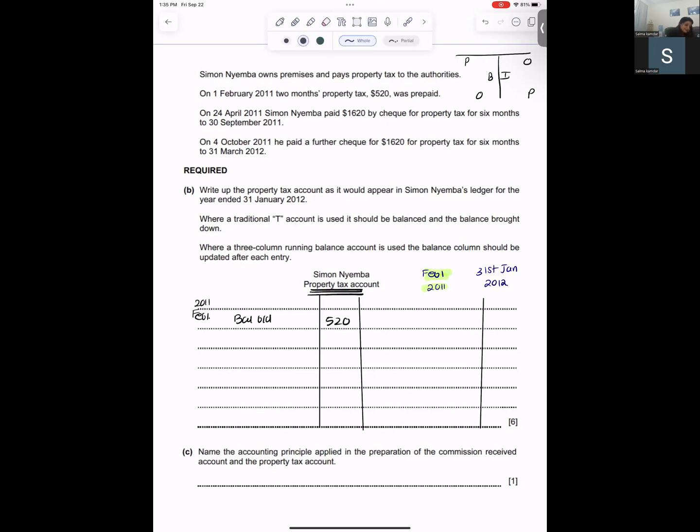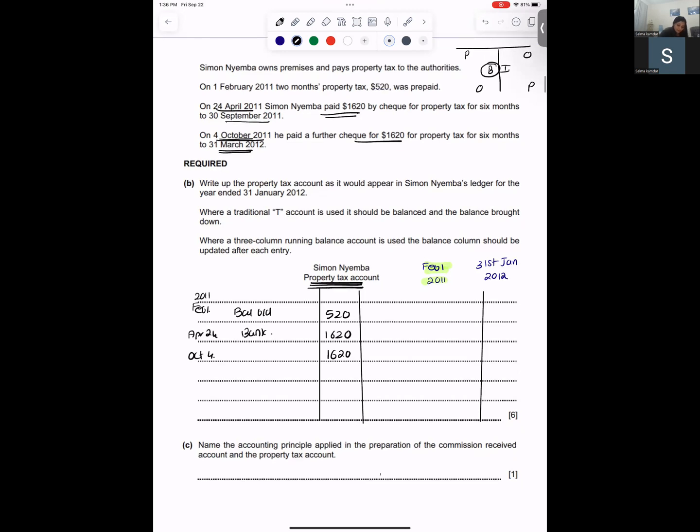Then I have paid. Money paid. Money paid comes on the debit side. I will just write the dates. April 24. This I have paid 1620 for 6 months up till 30th September 2011. Bank. And on October 4, 2011, again I have paid a check for 1620 up till 31st March 2012. Here you have to remember, you have paid up to 31st March.